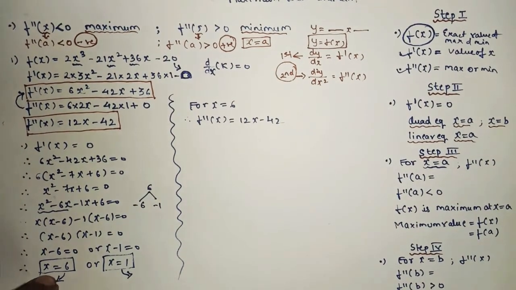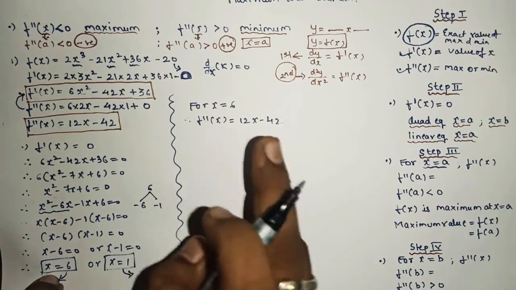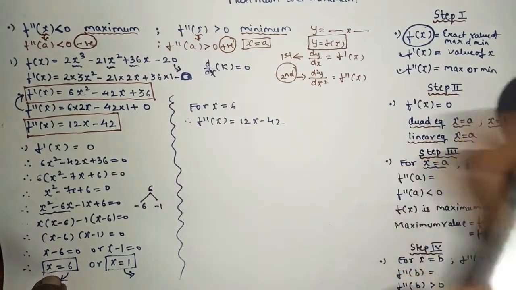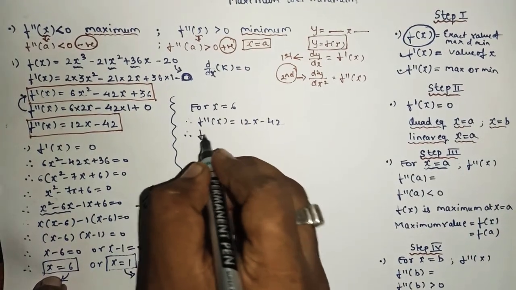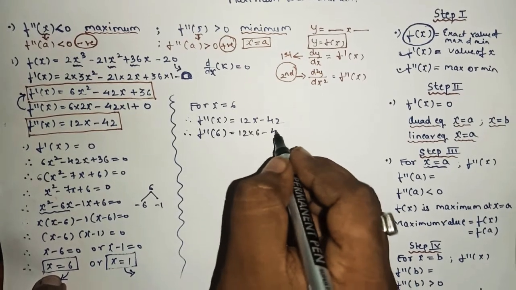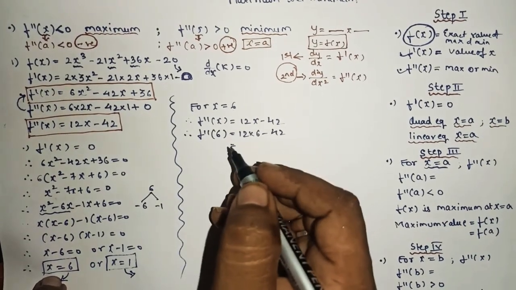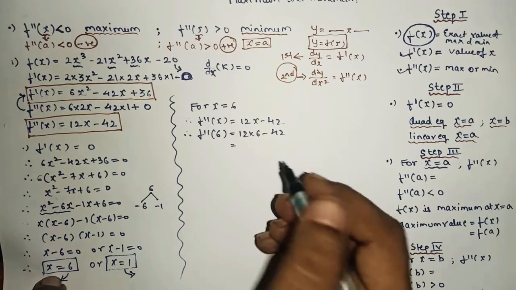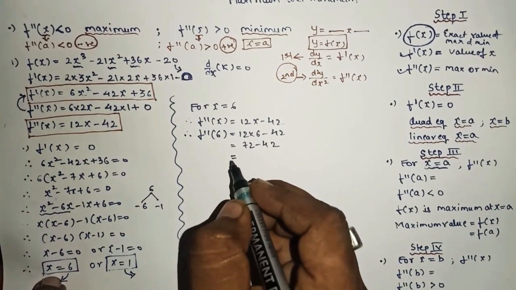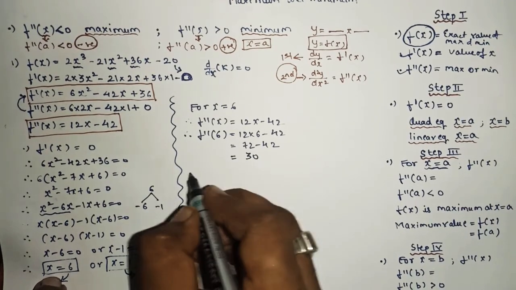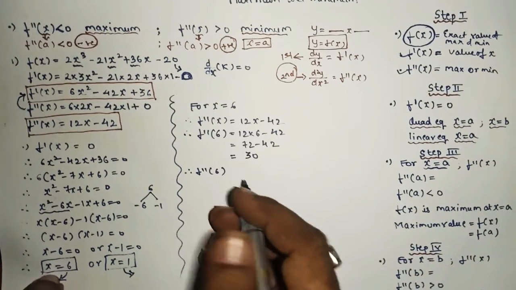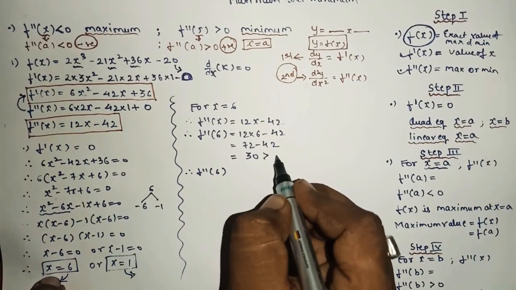To check that we have to follow step number 3 and step number 4. So we'll take the first value and we'll substitute the value in the second derivative to check whether the function is maxima or minima. So simply what you will do here, you will replace the value of x by 6. So 12 into 6 minus 42. 12 sixes are 72 minus 42. Yes or no? So 72 minus 42 is what? 30. So here clearly we can see that your 30 is what? Greater than 0.